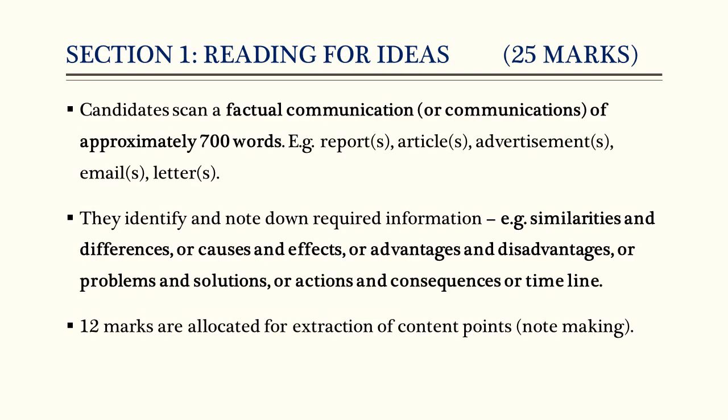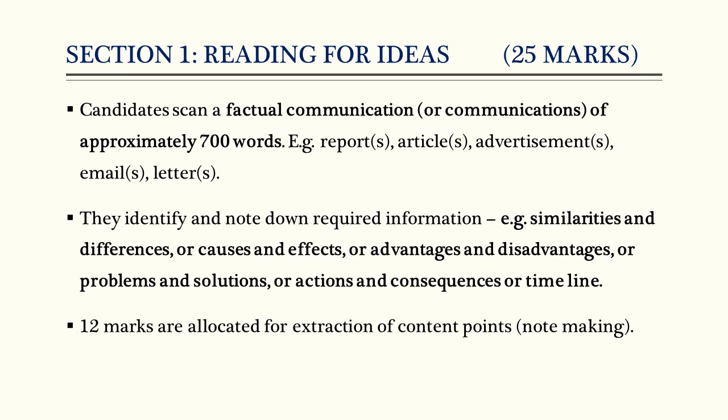Along with the question paper, the candidate would receive an insert. This insert would contain two passages, one for each section. The passage for section 1, reading for ideas, would be a factual communication. It will be approximately 700 words. This passage would be comprised of two themes. These themes could be as easy as advantages and disadvantages, or it could be a timeline.